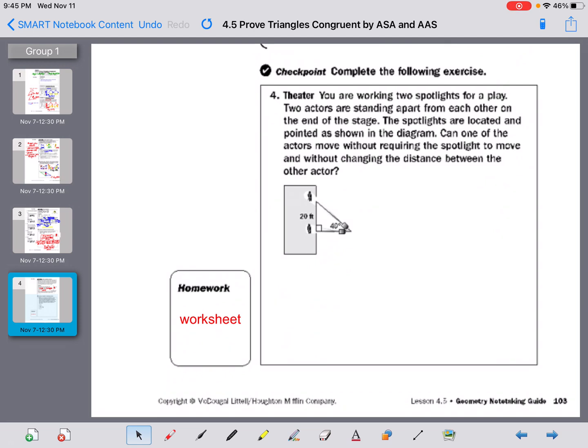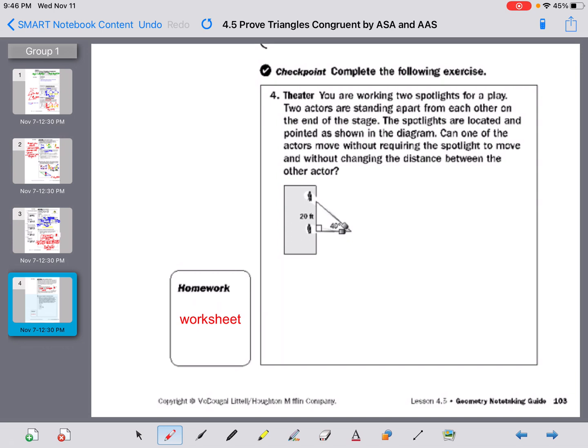On this one, on the theater, you're working two spotlights for a play. Two actors are standing apart from each other in the end of the spotlight, and the spotlights are located and pointed as shown. It says, can one of the actors move without requiring the spotlight to move and without changing the distance between the other actor? Okay? So if you think about it, what I'm saying here is we want one actor to move without requiring the spotlight to move, without changing the distance between the other actor.